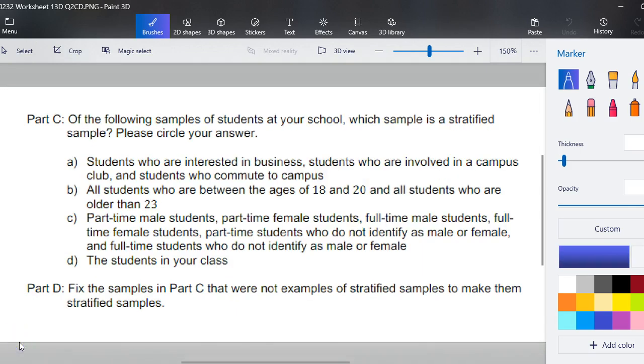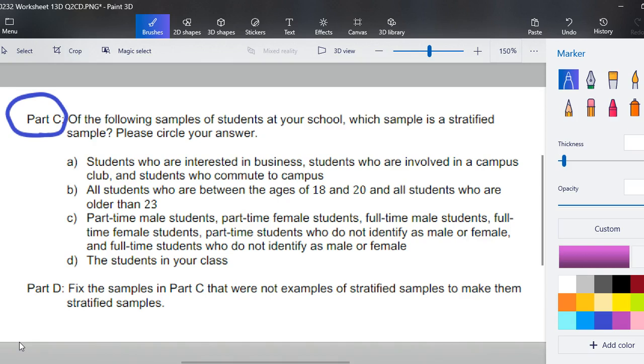So just a little bit more practice on the stratified random samples. Part C, you need to definitely attempt this one by yourself before I get to it with you. So go ahead and hit pause, work on parts C and D, and then come back and we'll work on these together.